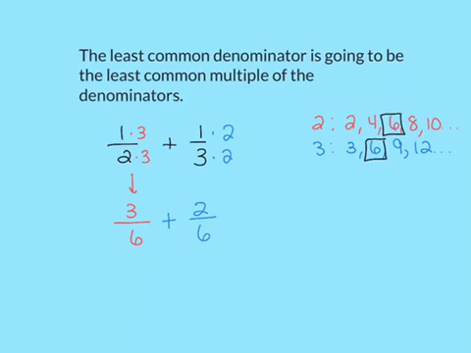So now that they're like units, I can add them together. Over here I have 3/6. On the right-hand side I have 2/6, so that means that altogether I have 5/6. Notice that I'm only adding the numerators together and the denominator is just staying the same. That does not change.